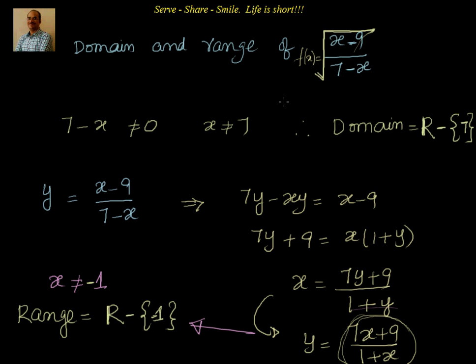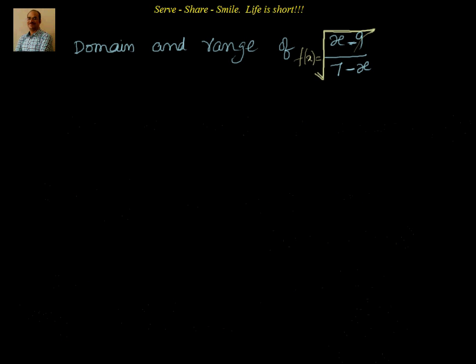Now next, we'll put a square root there and see the square root of (x minus 9) by (7 minus x). Then what are the domain and the range of this particular function? First let's find out the domain.